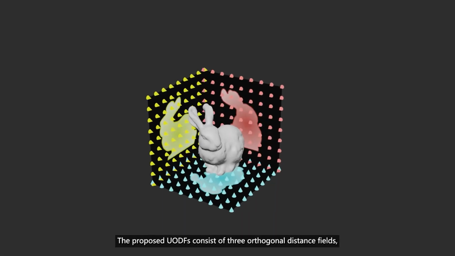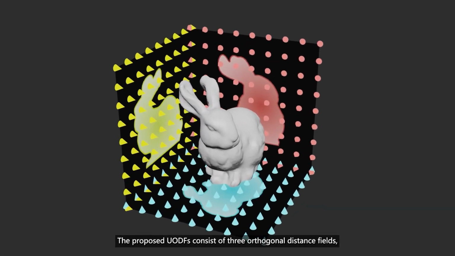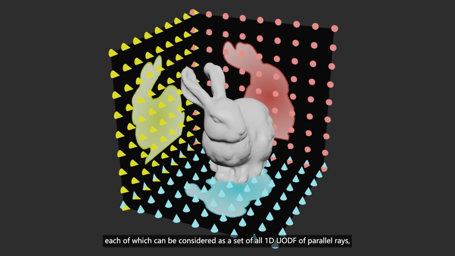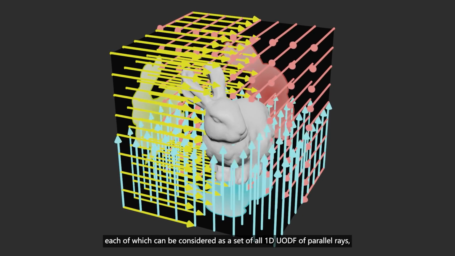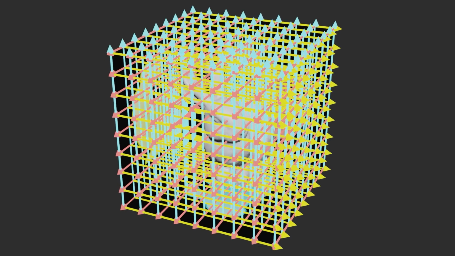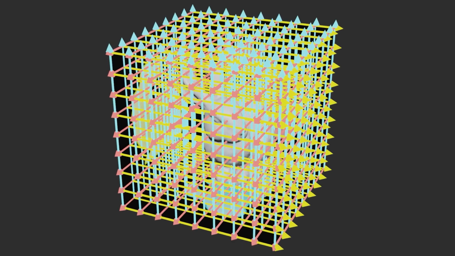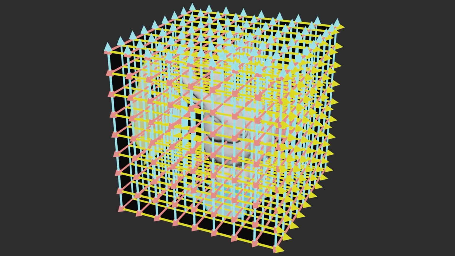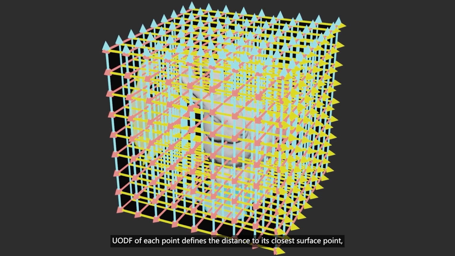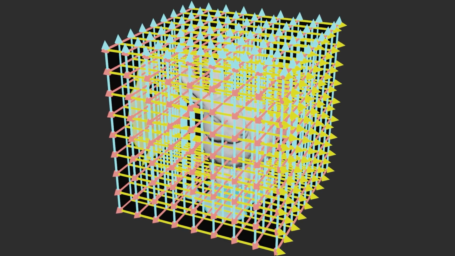The proposed UODFs consist of three orthogonal distance fields, each of which can be considered as a set of all 1D UODF of parallel rays in the same orthogonal direction. Along one orthogonal ray, UODF of each point defines the distance to its closest surface point, which is the nearest intersection of the ray and the shape.